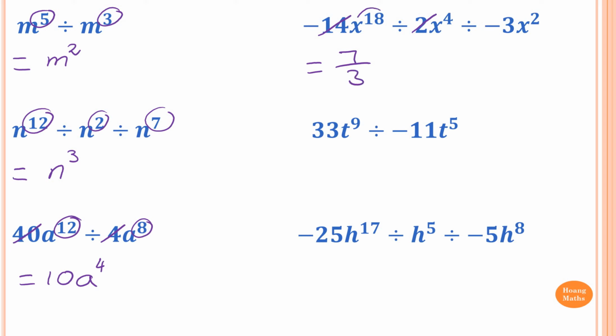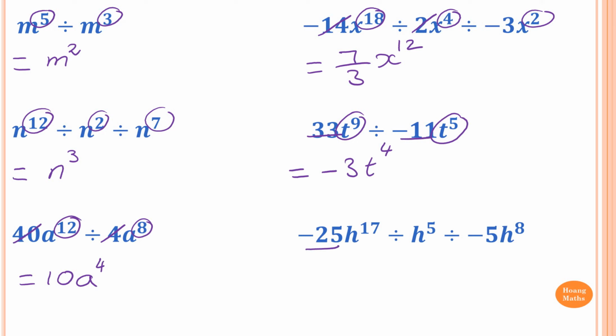And then 18 minus 4, which is 14. So 14 minus 2 is 12. So x to the power of 12. Now, 33 divided by negative 11, the answer is negative. And then 33 divided by 11 is 3. t to the power of 9 divided by t to the power of 5, so 9 minus 5 is 4. So t to the power of 4.